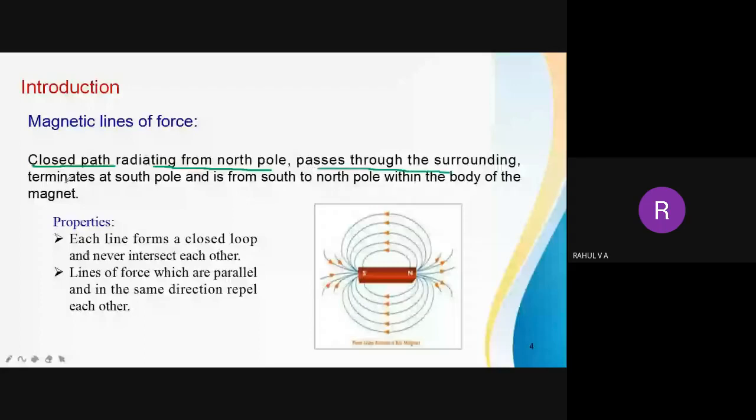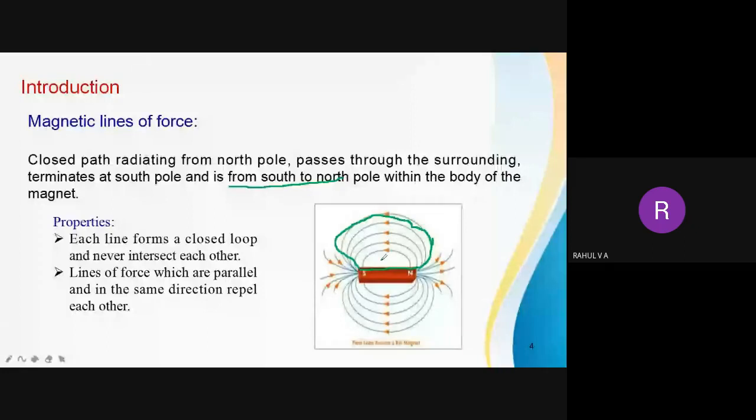Okay, we will see this one. There are a lot of magnetic lines of force drawn here. If you just check one, it starts from the north pole and then passes through the surrounding. Finally it reaches the south pole, and from the south to the north pole within the body of the magnet. Again, it is traveling from the south to north pole within the body. So the first travel, from north pole to south pole, is through the surrounding of the material.